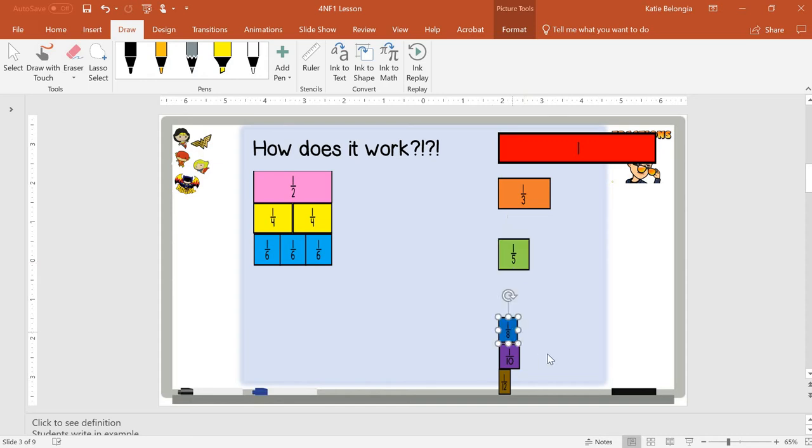Here, though, our denominator is 8. And I know that 8 is an even number, and I know that half of 8 is 4. So let's take a look at this and see if I make 4 of these. Oops, I probably shouldn't resize it. That's going to change whether or not it fits.